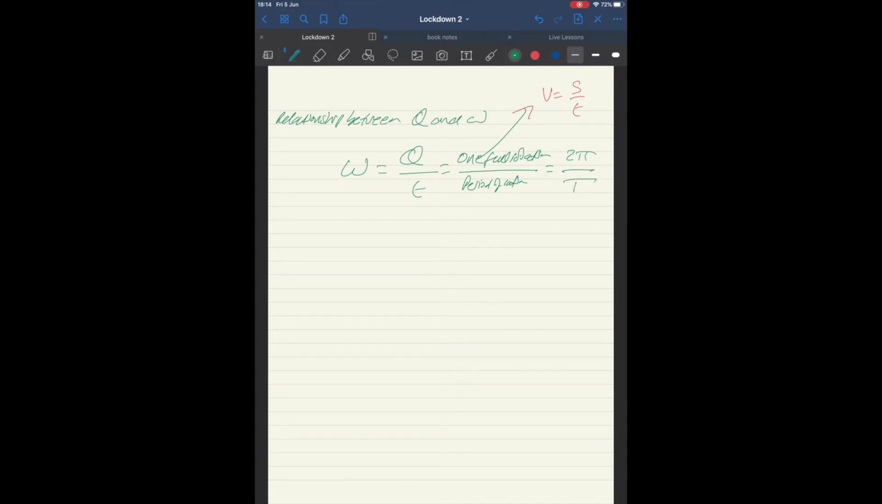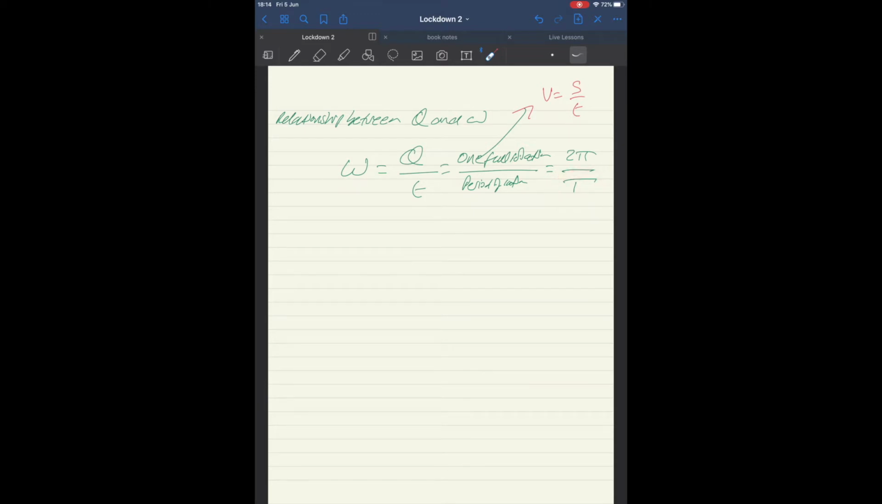So we've got so far omega equals theta over t, which is just v equals d over t, or s over t, but in an angular version. Then we say, let's make theta one full rotation. So what's the time to go one full rotation? It must be the period of that rotation, of a single rotation.